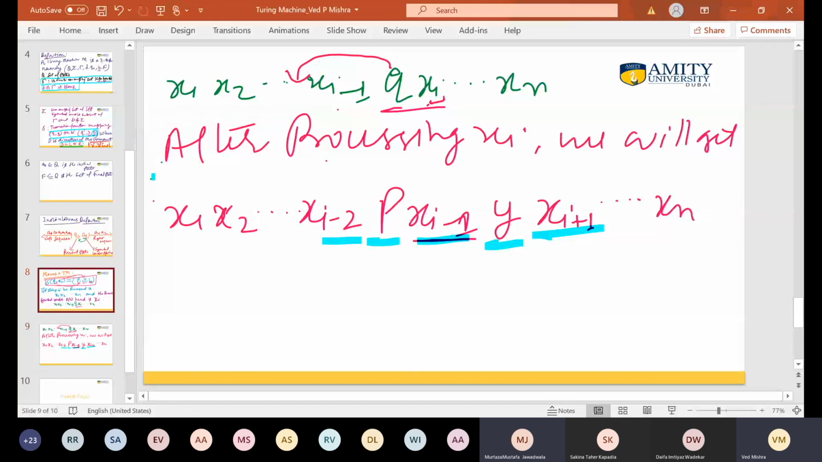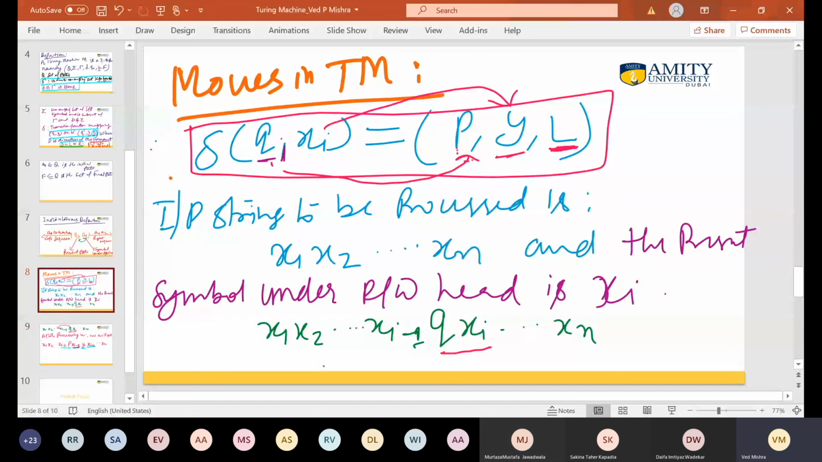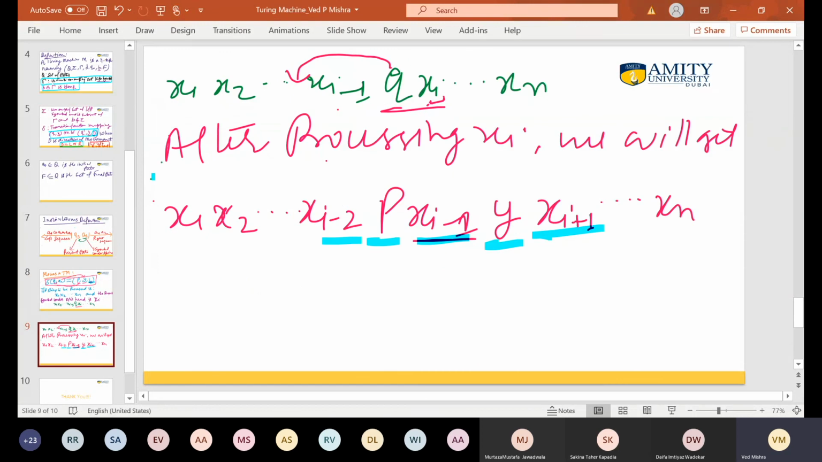Yes, because what was happening? Q is becoming P and it is moving one symbol left, which means one cell left. And Xi became Y. So any confusion in this?